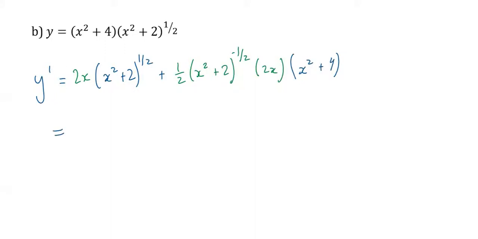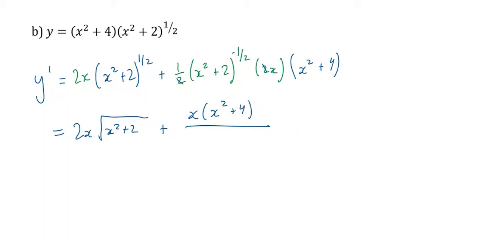I'm going to clean this up a little bit. So this is 2x times the square root of x squared plus 2. Again, we often rewrite these back in radical form. I notice that I've got a 2 and a 2, so I can divide those out, looking for different things like that happening. So this ends up being plus x times x squared plus 4 all over, because this is a negative exponent, so it's going into the denominator. And again, it's an exponent of 1/2, so it's the square root of all that.